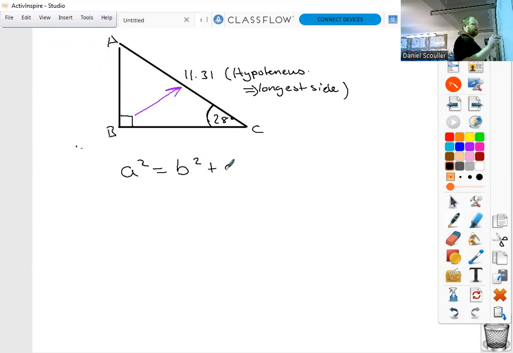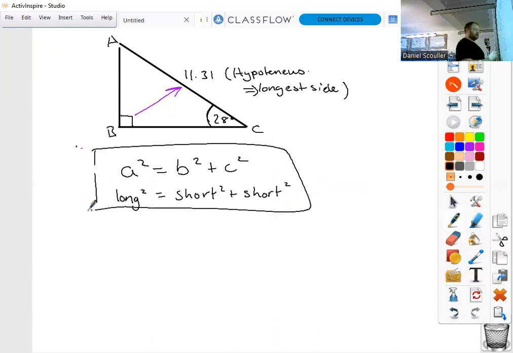Right angle rules are the Pythagoras. Okay, I write it out, a squared equals b squared plus c squared. All that means is a is the long side and b and c are the two short sides. Okay. Can we use that to find BC? No, because we need at least two sides to find the missing one.